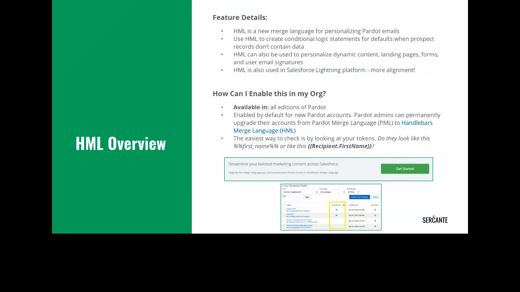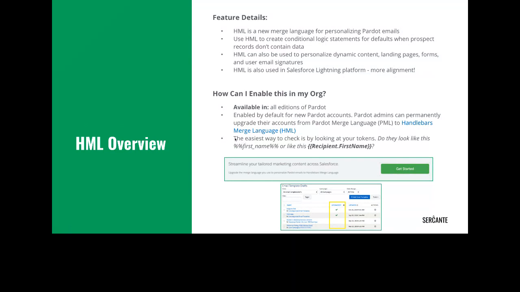With HML, you can also create conditional logic statements within your email template, and we'll look at a few samples of that. Not only can HML be used within your email templates, but it can personalize dynamic content, landing pages, forms, and user email signatures. And HML within Pardot is actually adapting what Salesforce Lightning has already been using. So there's more alignment that we're seeing across Salesforce and Pardot. This is available within all editions of Pardot. However, you may have to upgrade to HML, and you actually have to update your individual templates as well. So there is a link here on how to enable that.